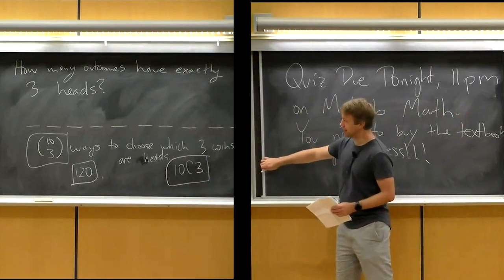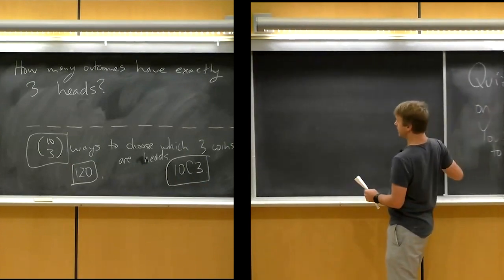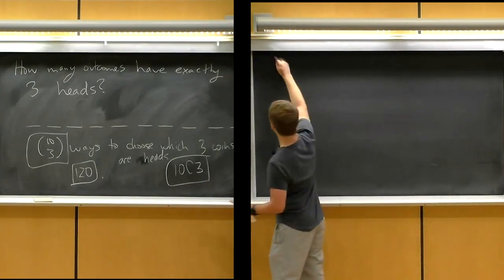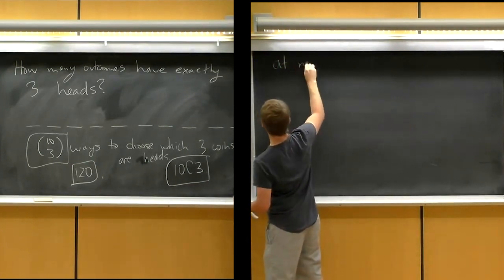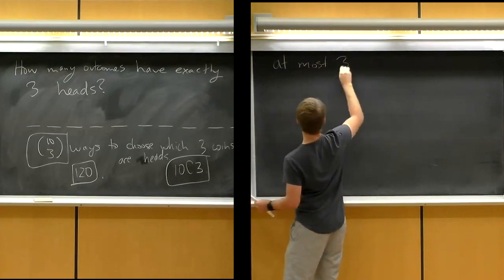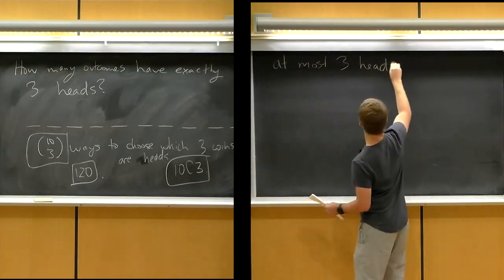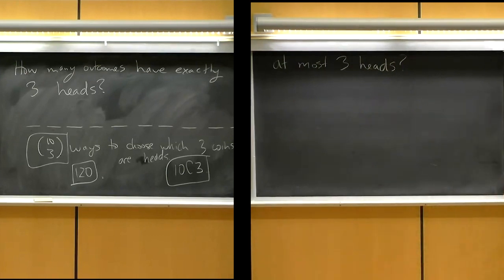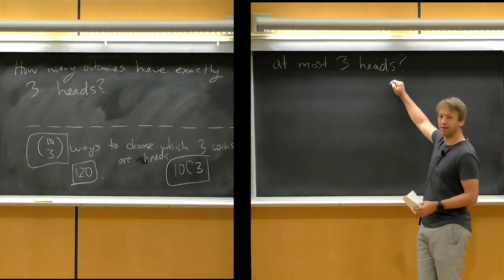Okay, so given this, so if this is how you count outcomes with exactly 3 heads, what about if you wanted at most 3? And by the way, I recognize that all these counting questions are really tricky. It's going to take you a while, a lot of practice to get your head around these things, but I'll keep kind of reminding you of these things. Yeah.